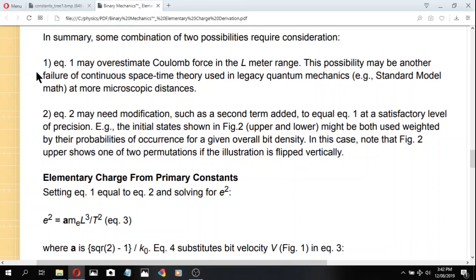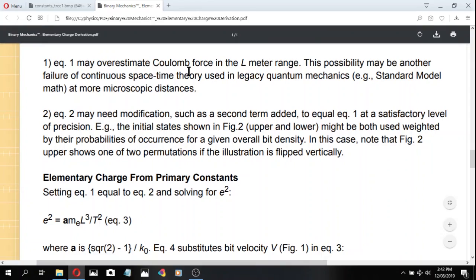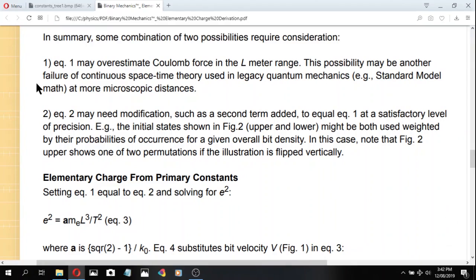In summary, some combination of two possibilities requires consideration. First, equation 1 may overestimate Coulomb force in the albedo range. This possibility may be another failure of continuous spacetime theory used in legacy quantum mechanics, such as, for example, in the standard model math at more microscopic distances.